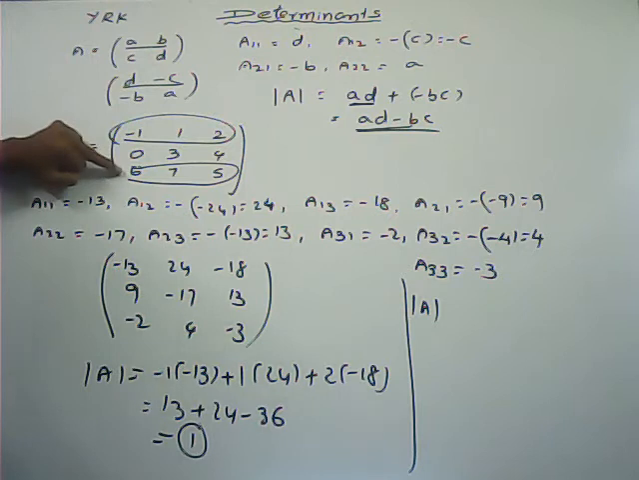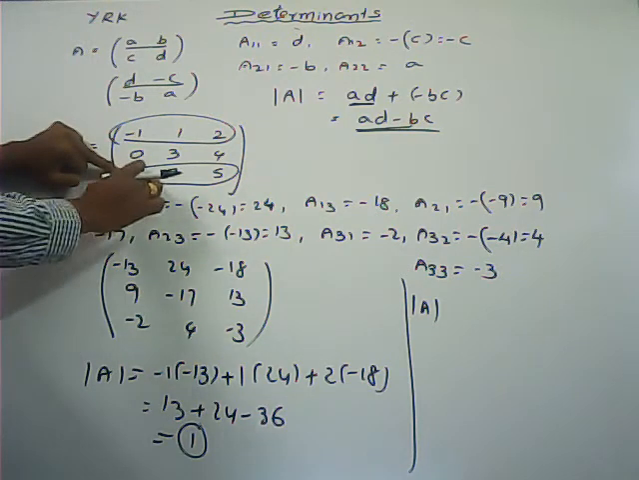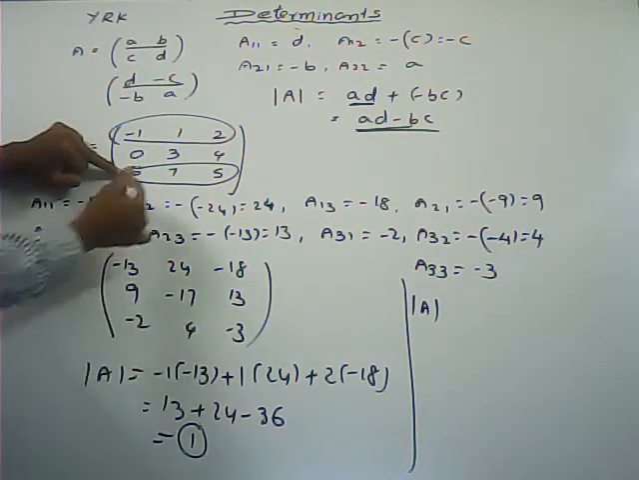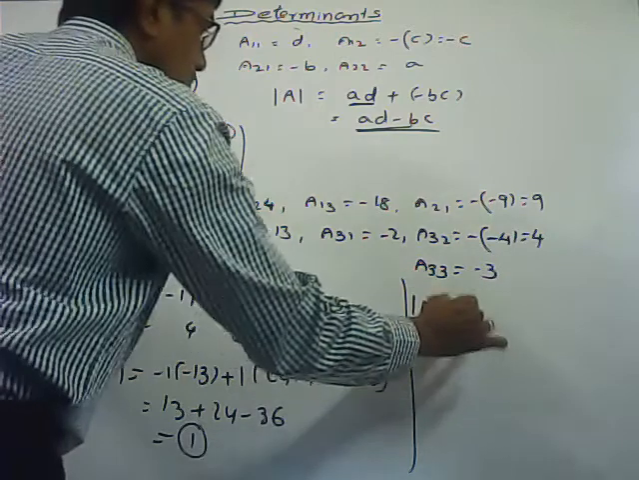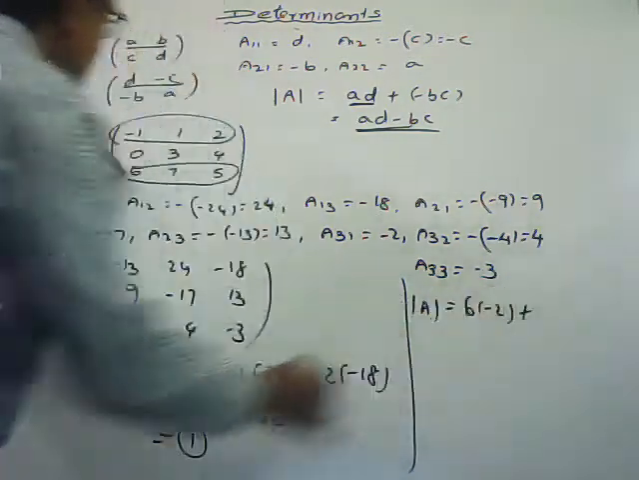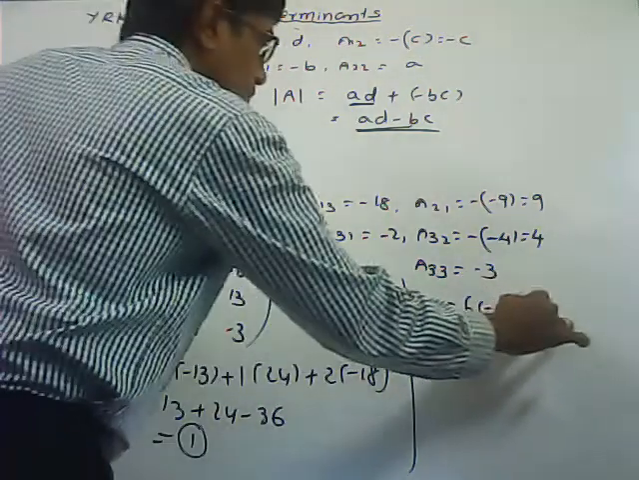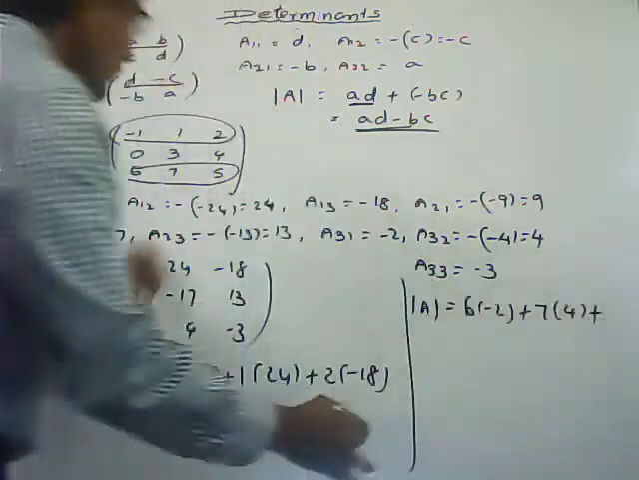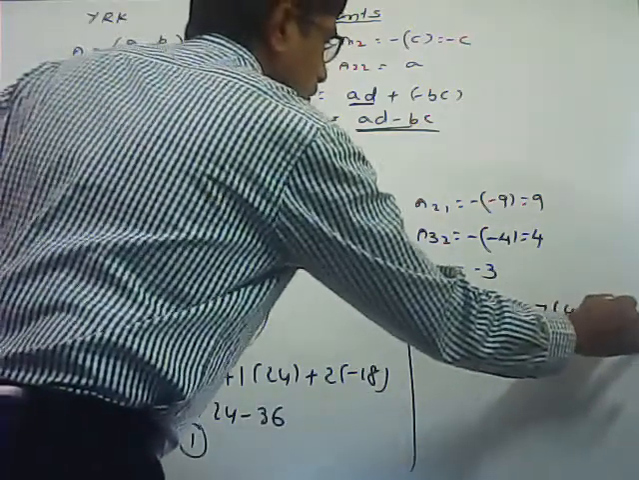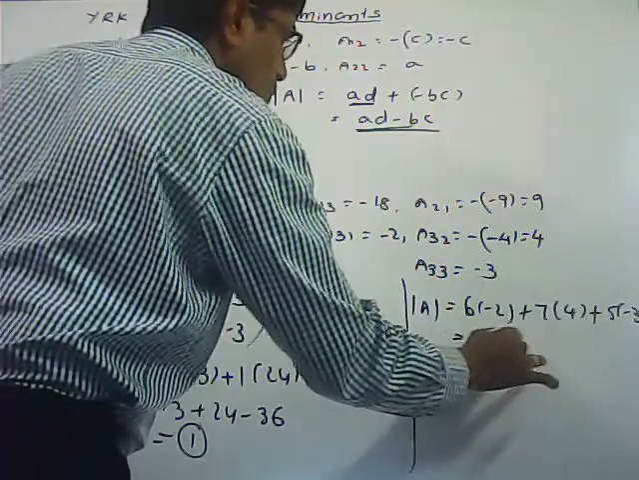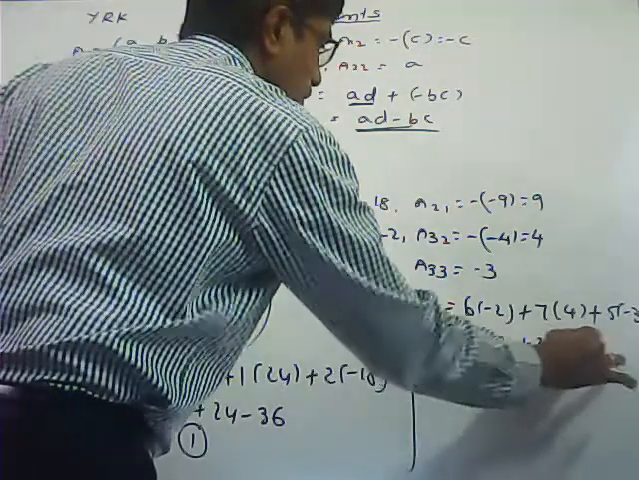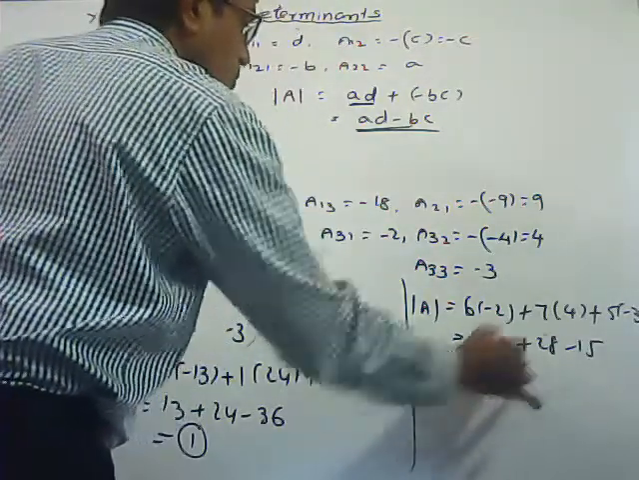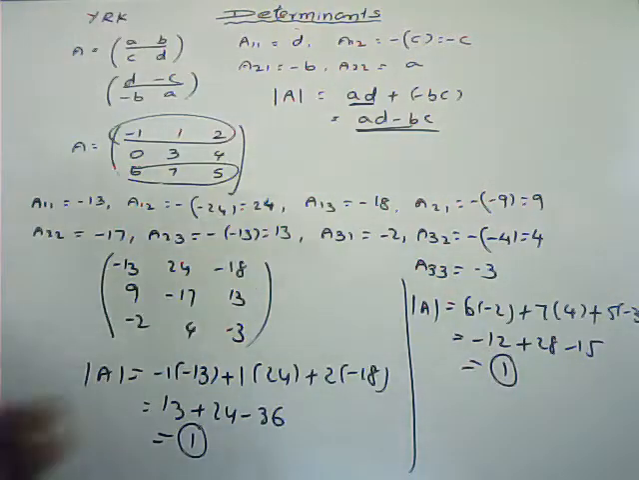For example, if I take the third row, what are the corresponding cofactors of the third row? Minus 2, 4, minus 3. So 6 into minus 2 plus 7 into 4 plus 5 into minus 3. That is equal to minus 12 plus 28 minus 15, that is minus 27 plus 28, that is 1.